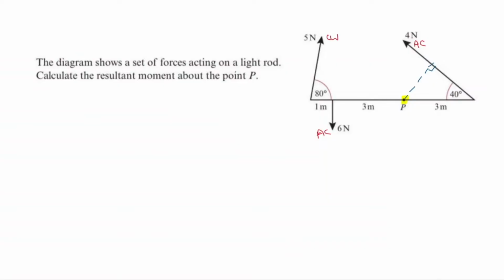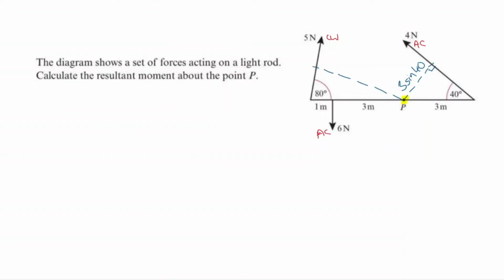Okay, let's find the perpendicular distances. So we'll start with the perpendicular distance to the 4 Newton force. Here we see that we've made our triangle, our right angle triangle. It's going to be 3 sine 40. 3 was the hypotenuse. We're working with the opposite side, so it's sine, and the angle is 40. 3 sine 40.